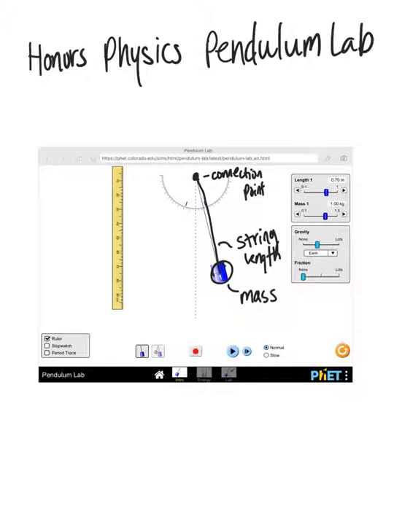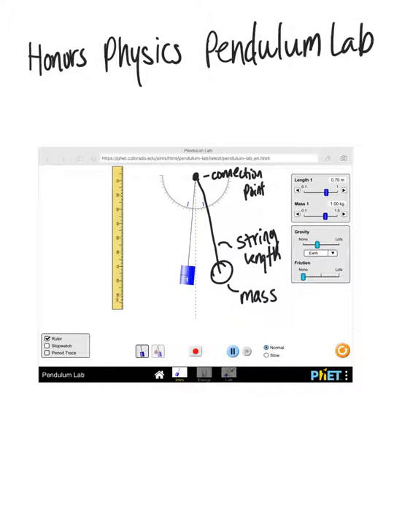And the idea here is that when you displace the mass a certain angle here, like we see it's 15 or 16 degrees, and I release it, the mass is going to oscillate back and forth.